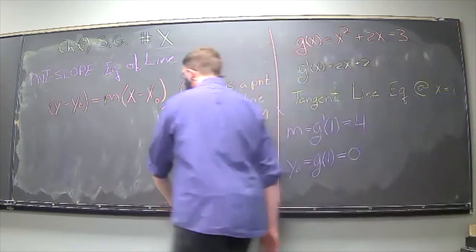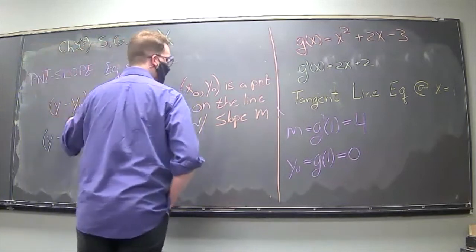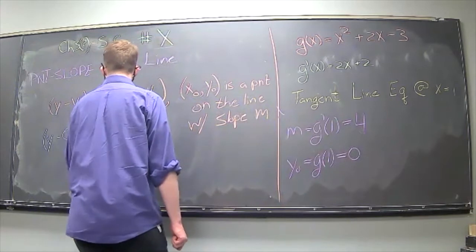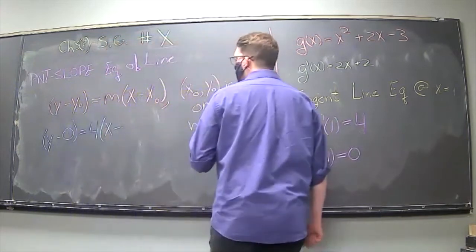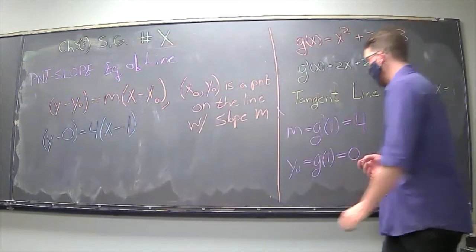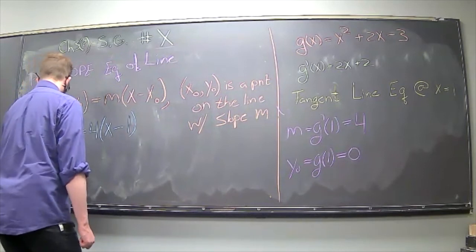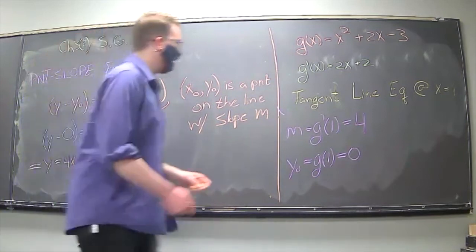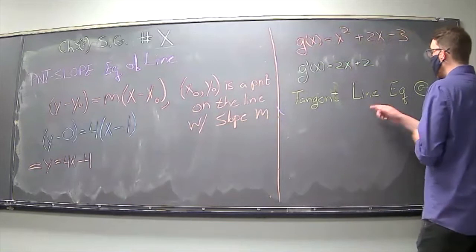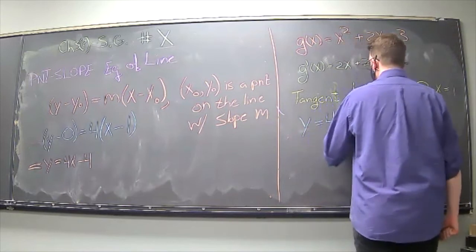Now, we're going to put all this together. We know that y is just going to stay as y. We know y naught is 0. We know m is 4. X is going to stay the same. And we know x naught is 1. So rewriting all of this, we get y is equal to 4x minus 4. So we come over here, and we say the equation for the tangent line at x equal to 1 is y is equal to 4x minus 4.